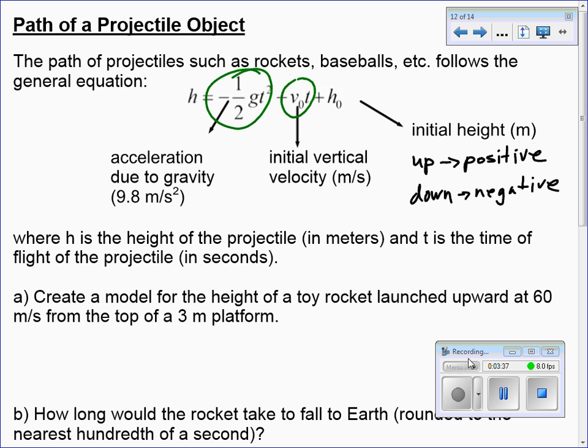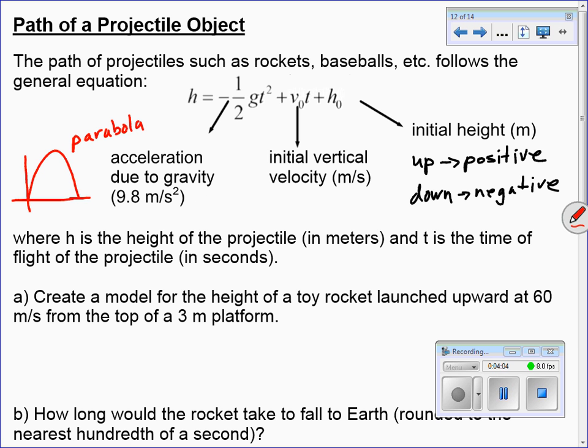Okay, now here's what I'd like you to realize. This basic equation allows us to calculate the height of any object as it moves through the air. Right? Now, if you think about it, when a ball gets kicked off the ground, it follows a projectile path, which is really a parabola, also known as a quadratic.